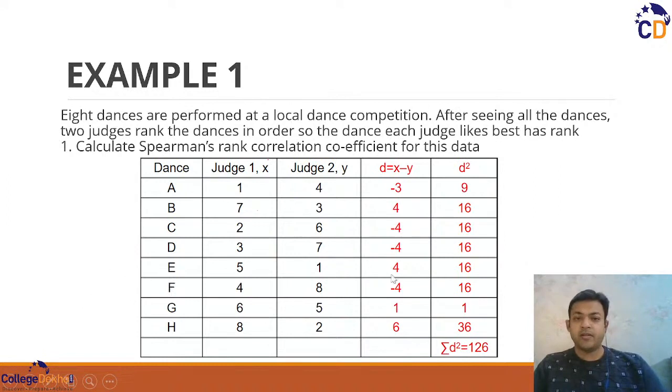Okay, let's carry on to the next page. So we need to keep in mind the value of summation of D square, which comes out to be 126. Also, we need to remember how many sets of data there are. If you notice, starting from A to H, there are 8 sets of data, 8 pairs of data.